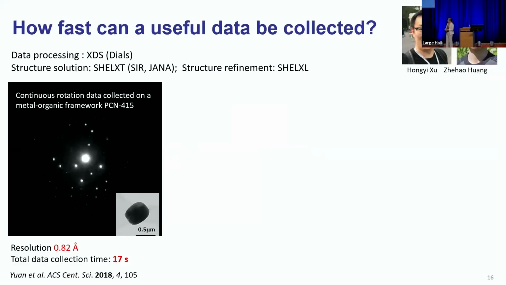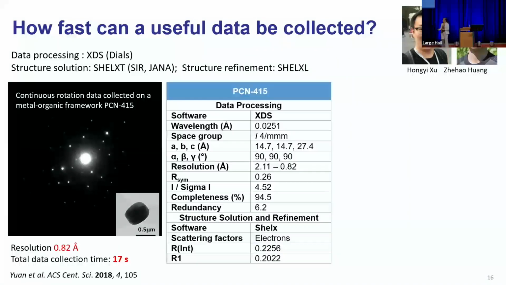So this is an example. As you see, the data was collected in only 70 seconds, and it extends to 0.82 angstrom resolution for this MOF. So with this data, it's very straightforward to obtain the structure. And what we actually use with the continuous rotation data is all the existing software developed for X-ray diffraction. You just collect the data, and then you use scattering factors for electrons and the wavelengths for electrons, and the rest is as if it were X-ray diffraction data. So you can use exactly the same thing. This makes it much faster and easier to process the data now.